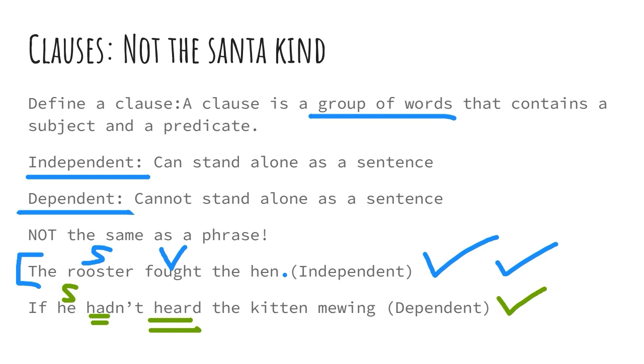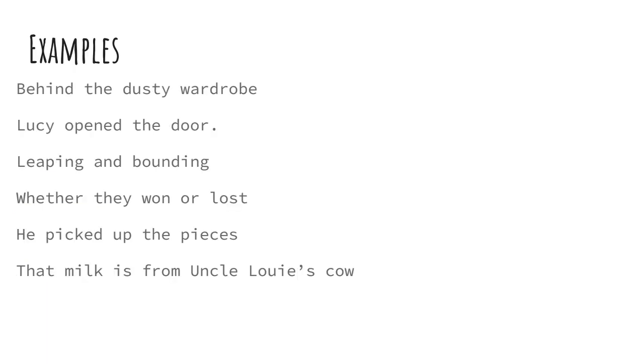So the first thing we're going to practice is telling if a group of words is a phrase or clause. Then we're going to go to the next step and decide whether it is an independent or dependent clause. So let's start with phrases versus clauses. So I have some examples here for you. Let's look at the first one. Behind the dusty wardrobe. Well, we do have a noun here, but also you probably recognize this word behind from our list of prepositions on page 102 in the book. This would be just a prepositional phrase. There is no verb. So that is not a clause.